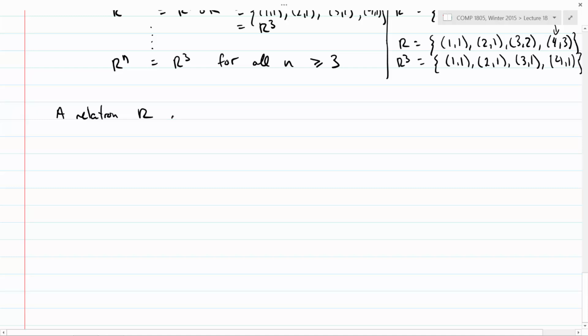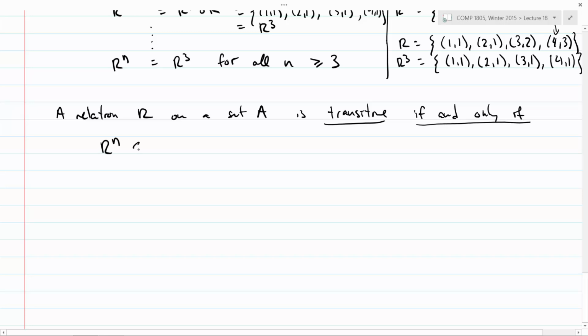A relation R on a set A is transitive if and only if, so this is a bidirectional thing, R to the n is a subset of R for n at least 1. So R is transitive if and only if R to the n is a subset of R for n at least 1. Is it clear what the claim is?